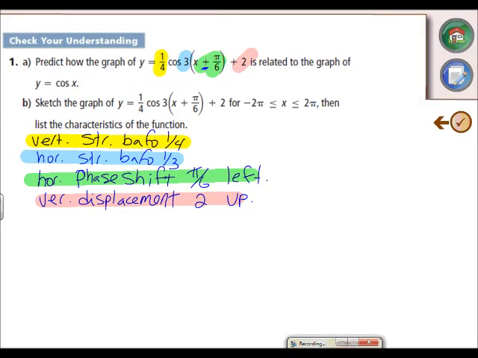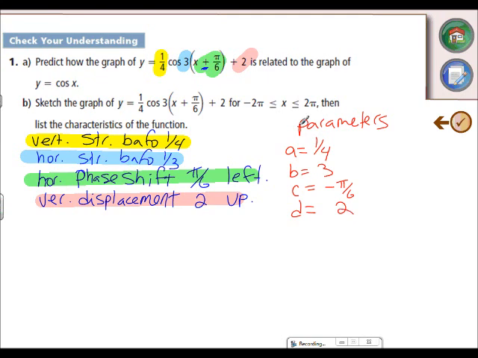So our characteristics, let's go through those. I'll first start with the parameters. A is equal to 1/4. B is equal to 3. C is equal to negative pi over 6. And D is equal to positive 2.